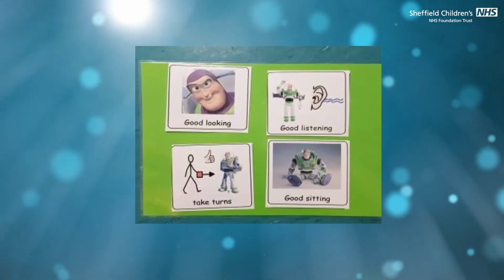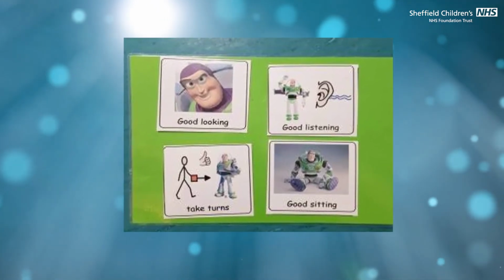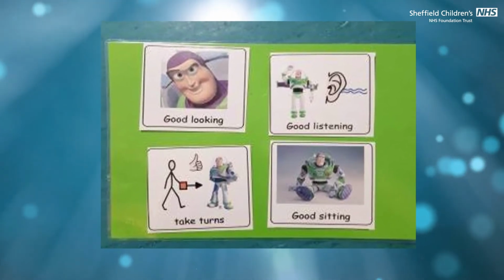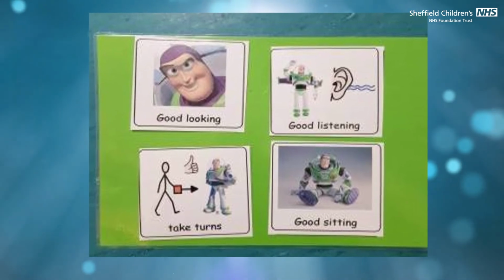We can also use a child's specific interest to introduce rule cards. These can help if there are things in the room that you don't want the child to do, such as no touching the light switches. Or if your child does something good, we can use people like Buzz Lightyear saying good looking or good watching, so that they are getting some positive reinforcement through the visual support.